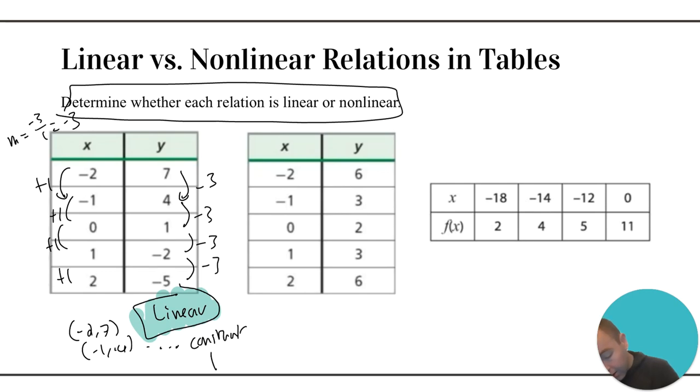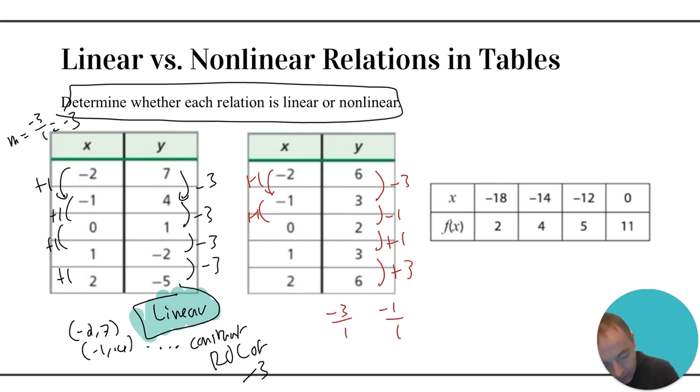If we look at some of the other tables, the change in the x's here are all +1, +1. And then this right here is -3, and then -1, and +1, and +3. So if you do -3/1, and then -1/1, and then +1/1, and 3/1, those fractions are not all the same, which means that the rate of change is changing. So this table in the middle right here is going to be non-linear, and your justification would be just that the rate of change was not constant, right? The rate of change was changing.